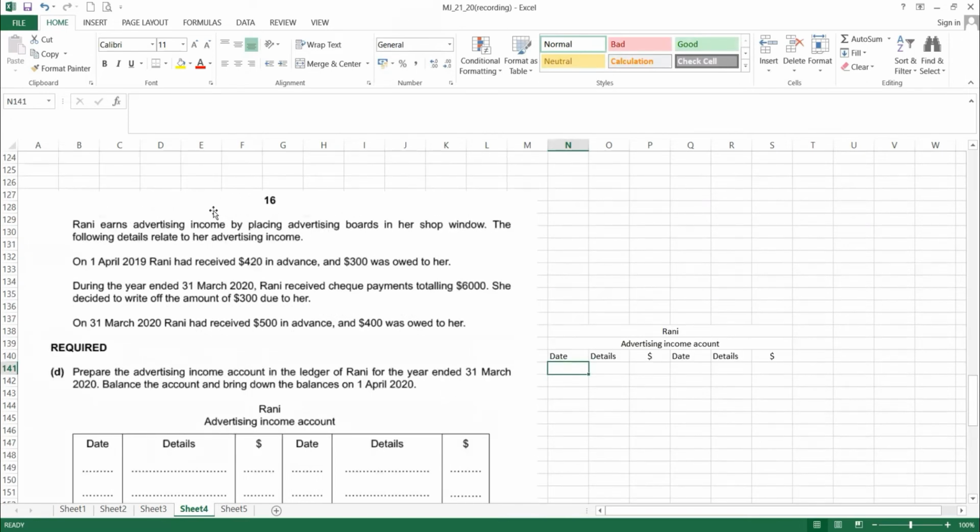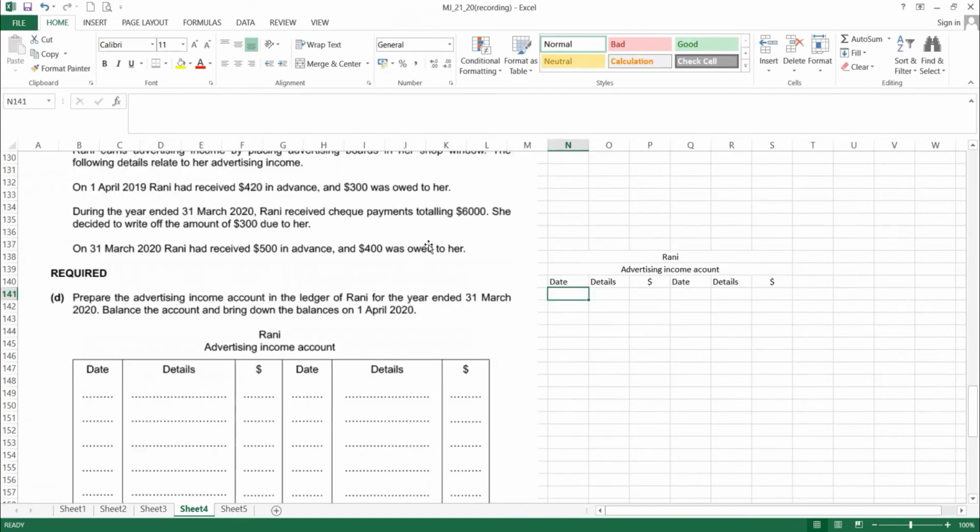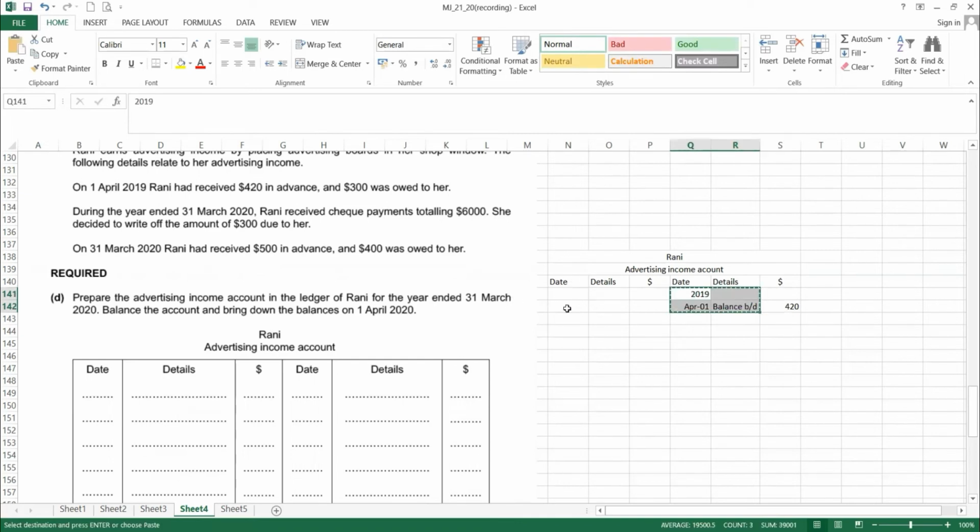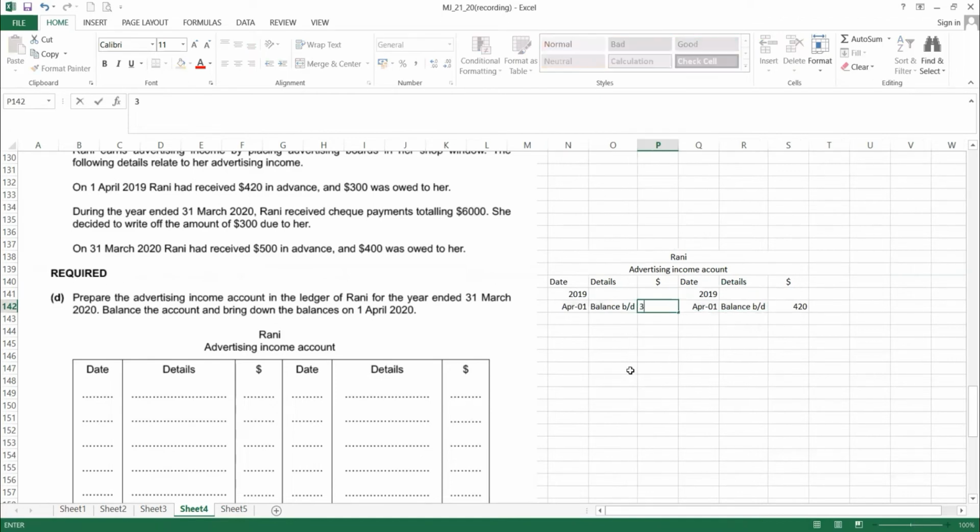This is an income, advertising income, which means it's an income account. When received in advance, it is a liability. So we have to put it into the credit side. Liability is on the credit side. So balance brought down, 420. Whereas the other, which is owed to her, is the asset, 300. So debit side and credit side both have balance brought down at the beginning of the year.